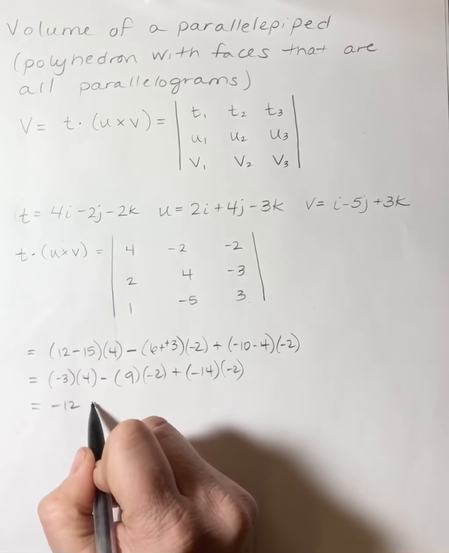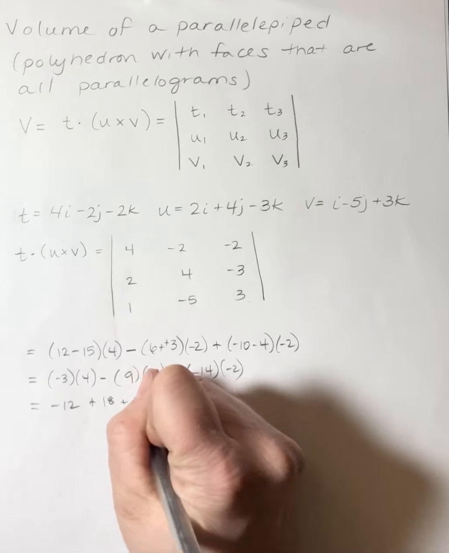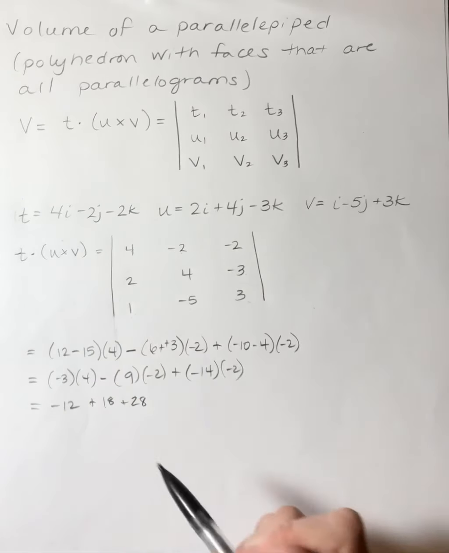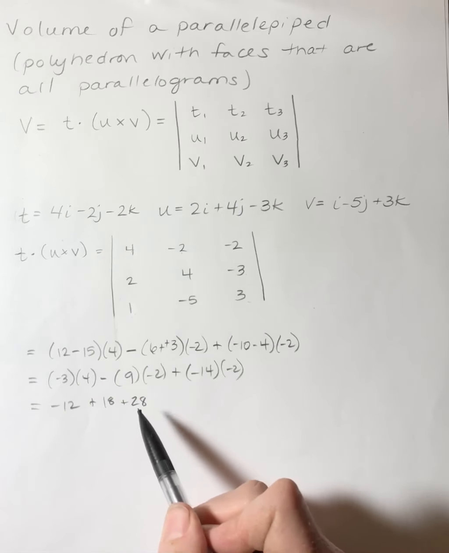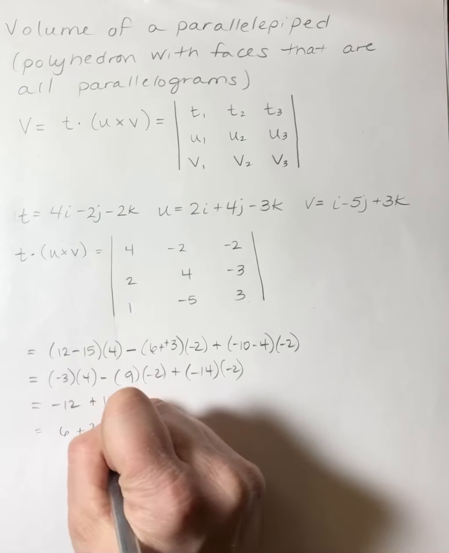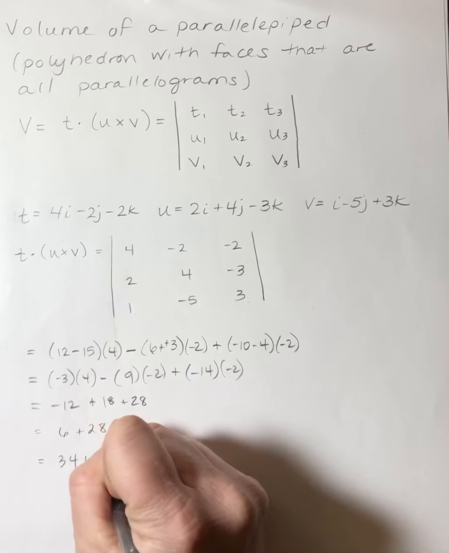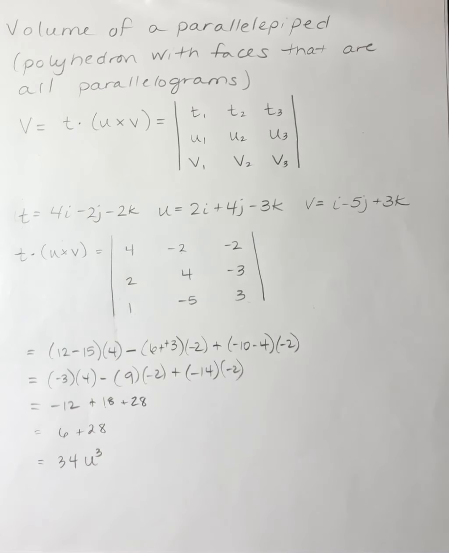this is going to be a -12 plus 18 plus 28. So I have 6 plus 28 or 34. And this is cubic units because it is a volume.